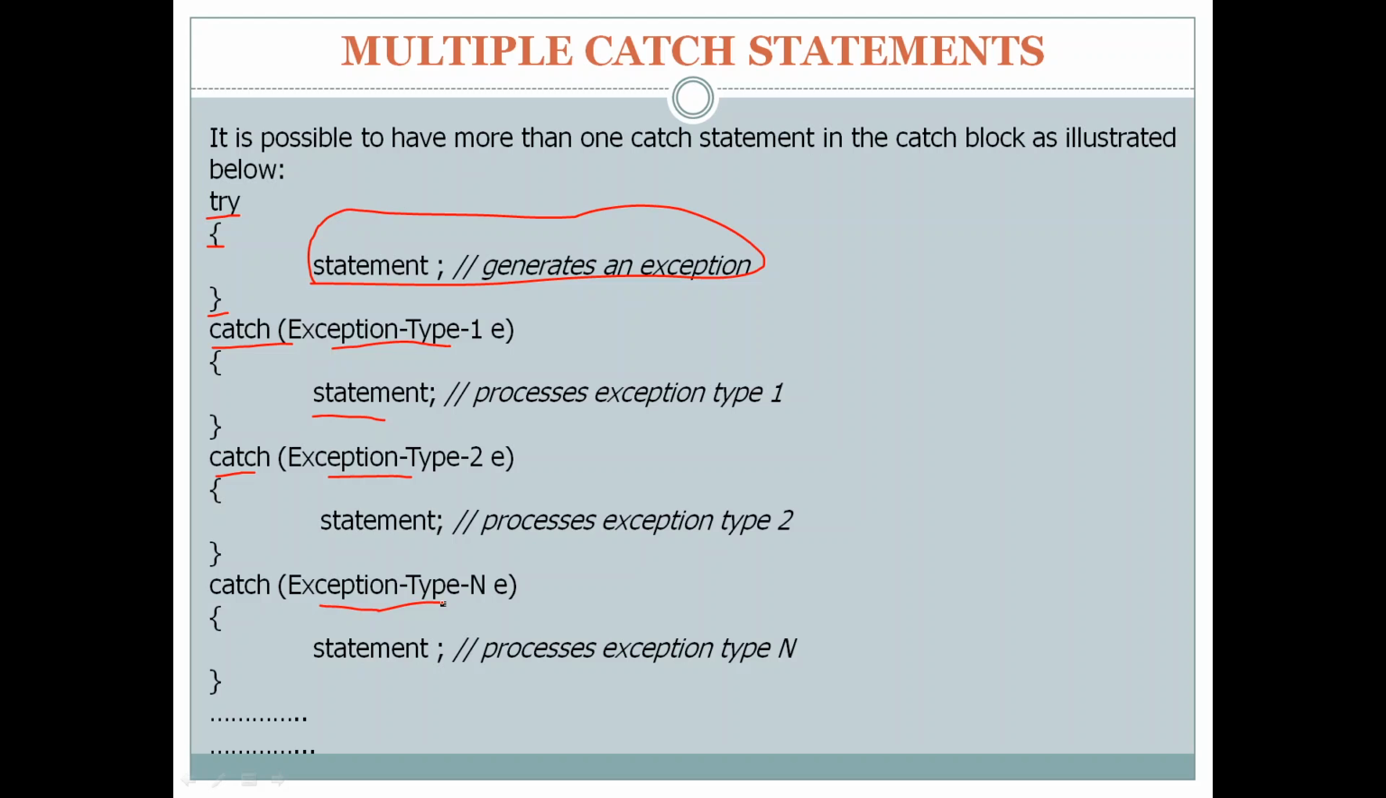So if the statements inside a try block generate one type of exception, say arithmetic, it will go for the catch statement which handles arithmetic exception. If it generates array index out of bound exception, it will search for a catch statement which handles array index out of bound exception. So like this, it will handle the exception. So it is possible to include multiple catch statements for a single try block.